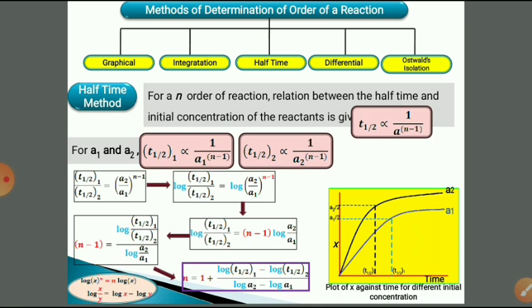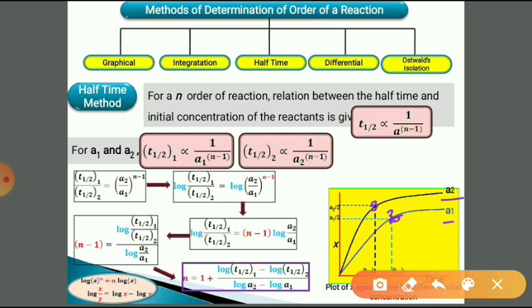So the t half can be calculated or obtained from the experimental value, that is, a graph. For two different initial concentrations, a1 and a2, we have to find the time where exactly half of the initial concentration is transformed or completed.